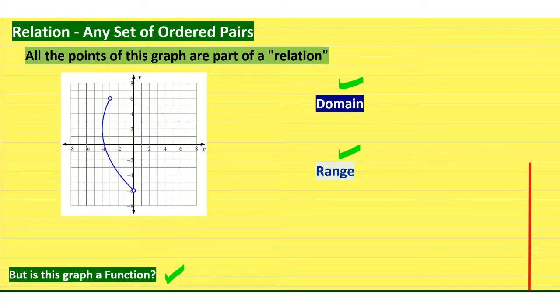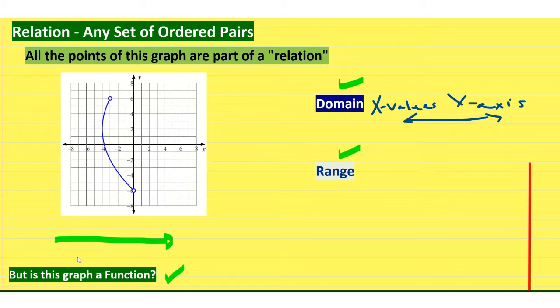Okay, so let's talk about the domain first. The domain includes all the x values. All the x values are related to the x-axis, and the x-axis moves from left to right. So that is how we're going to look at our graph. We're going to say, what does this graph do from left to right? We're going to ask ourselves, where does it start? And where does it go to?